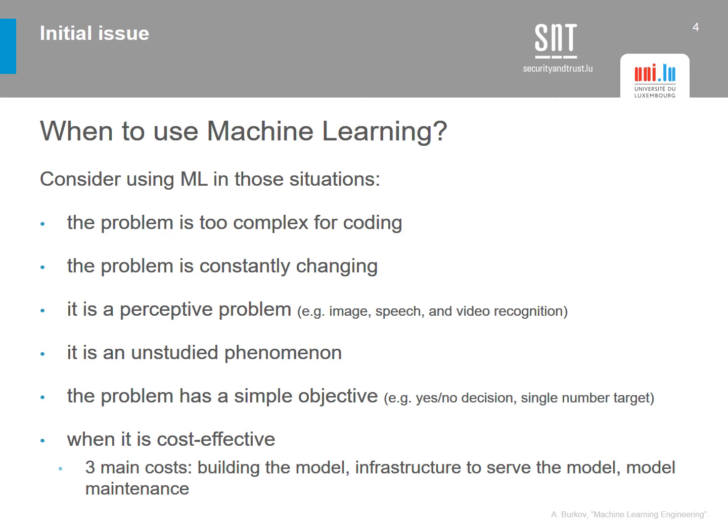We can just use traditional software development. If we can come up with some rules defined by hand, we can consider solving the problem that way. Now, next, we'll see when not to use machine learning.